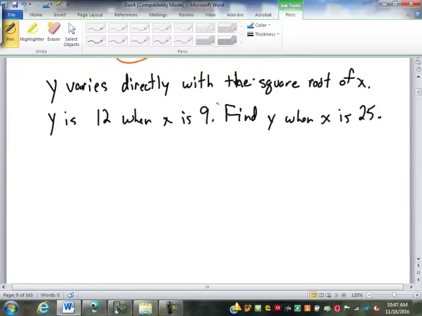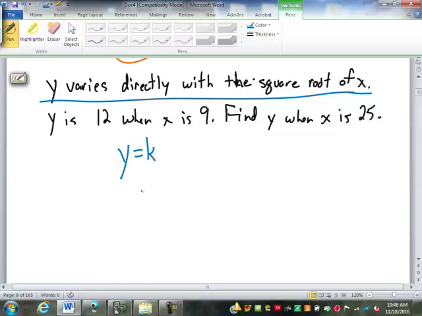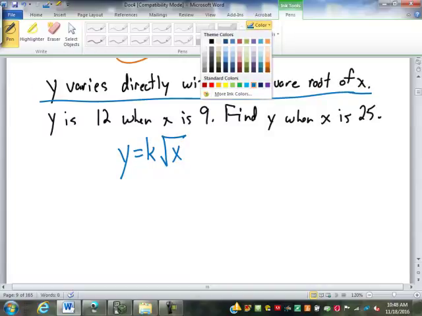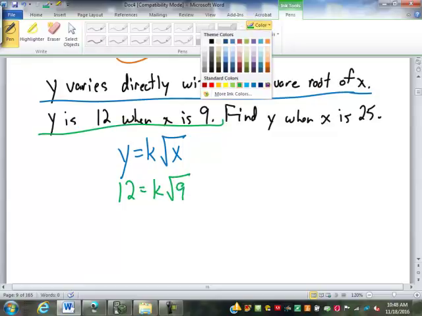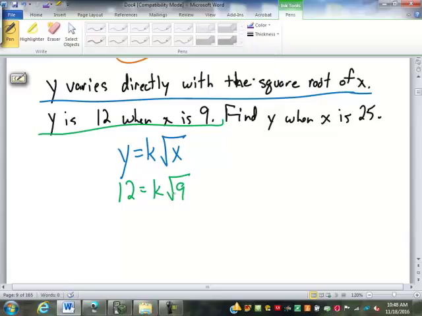So this one's just slightly different at the beginning. Instead of y varies directly with x, it's y varies directly with the square root of x. So instead of y equals k times x, it's y equals k times the square root of x. From there, everything else is pretty much the same, only there's some extra steps. Y is 12 when x is 9, so put 12 in for y, and 9 in for x. Got some intermediate steps to do here, though.